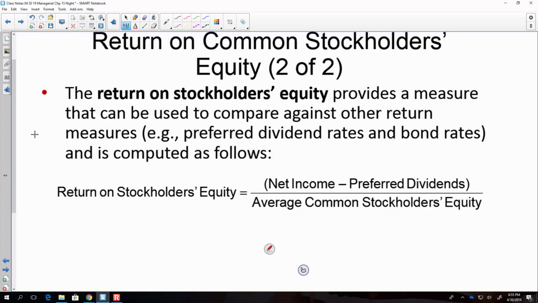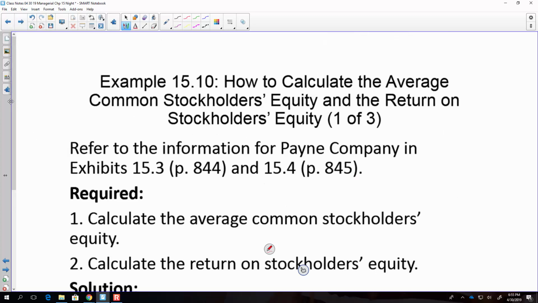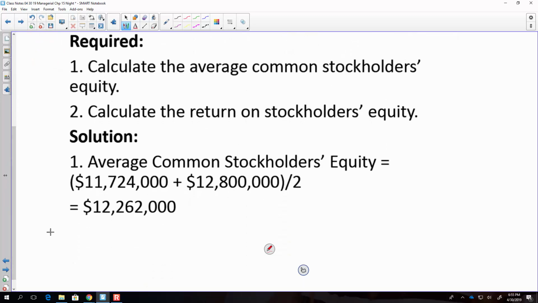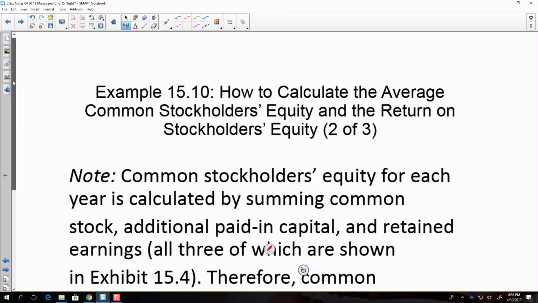So who gets paid first out of net income? Preferred gets paid first, right? If there's any money left, then the common stockholder gets it. So that's why we're doing this subtraction here, to subtract out their dividends first. So example 10 on page 858 shows these computations. Again, we've got to take an average of the common stockholders' equity. In this case, 12.2 million. That's our denominator.